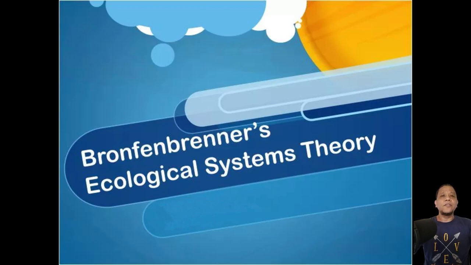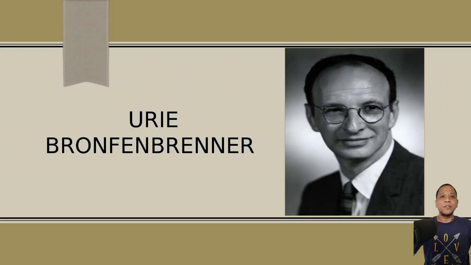Let's look at the history and development of the model. This model, also known as the ecological systems theory, was introduced by Russian-American psychologist Urie Bronfenbrenner. Bronfenbrenner was born in Russia and immigrated to the United States when he was 6 years old. His early experiences shaped his ideas about how children adjust to new environments and how factors such as environment, language, and culture can play a part in how children learn and grow.